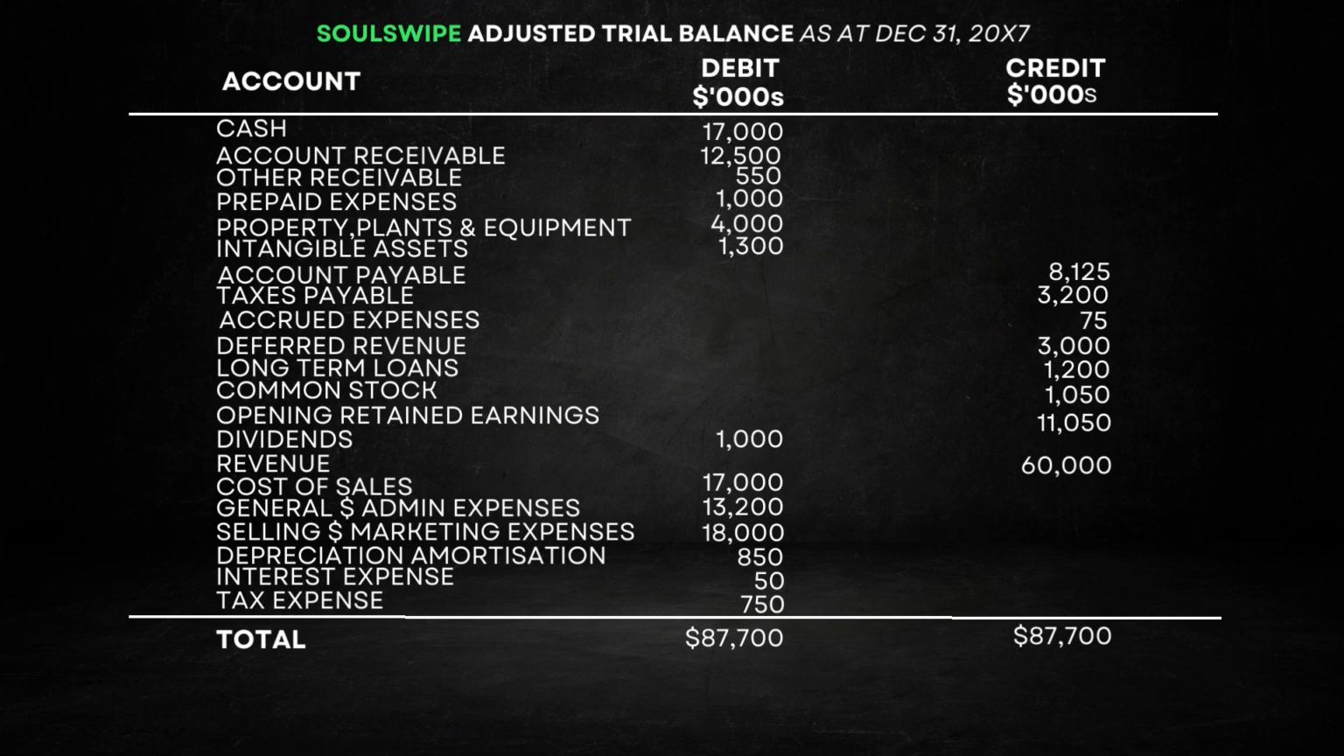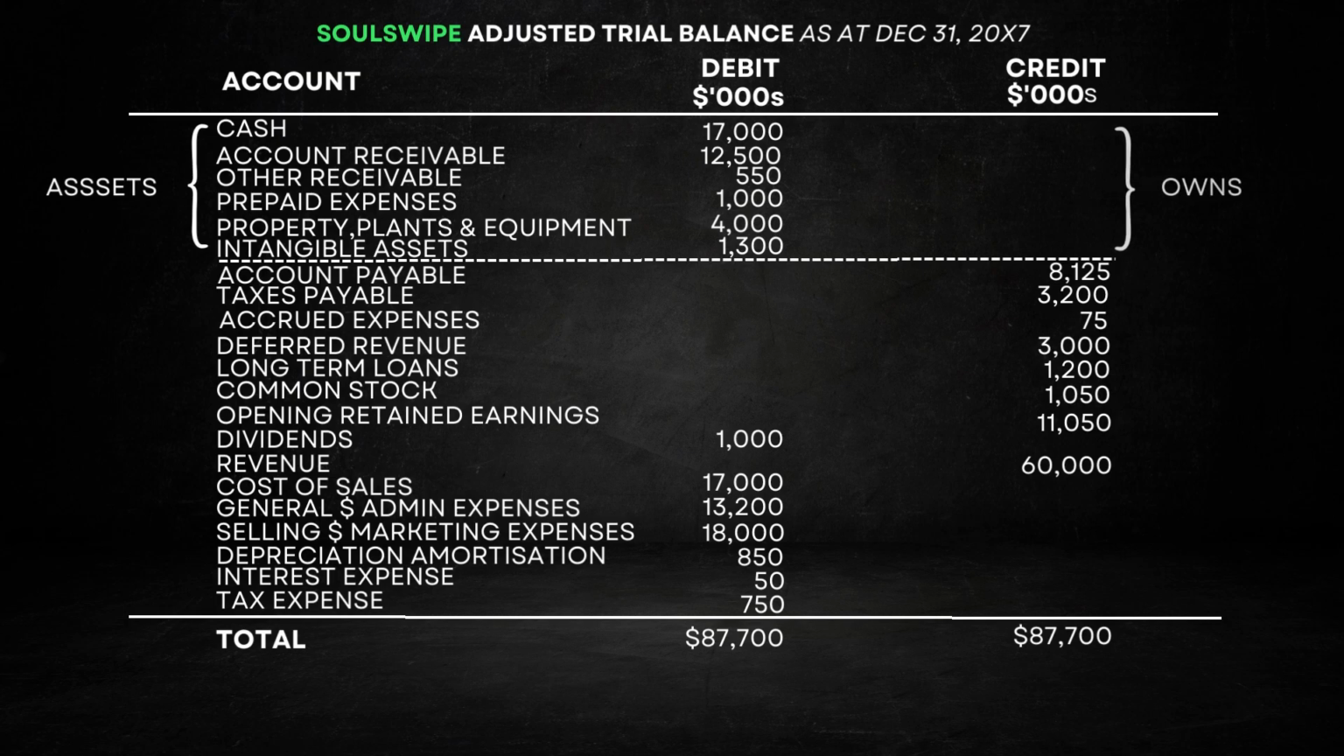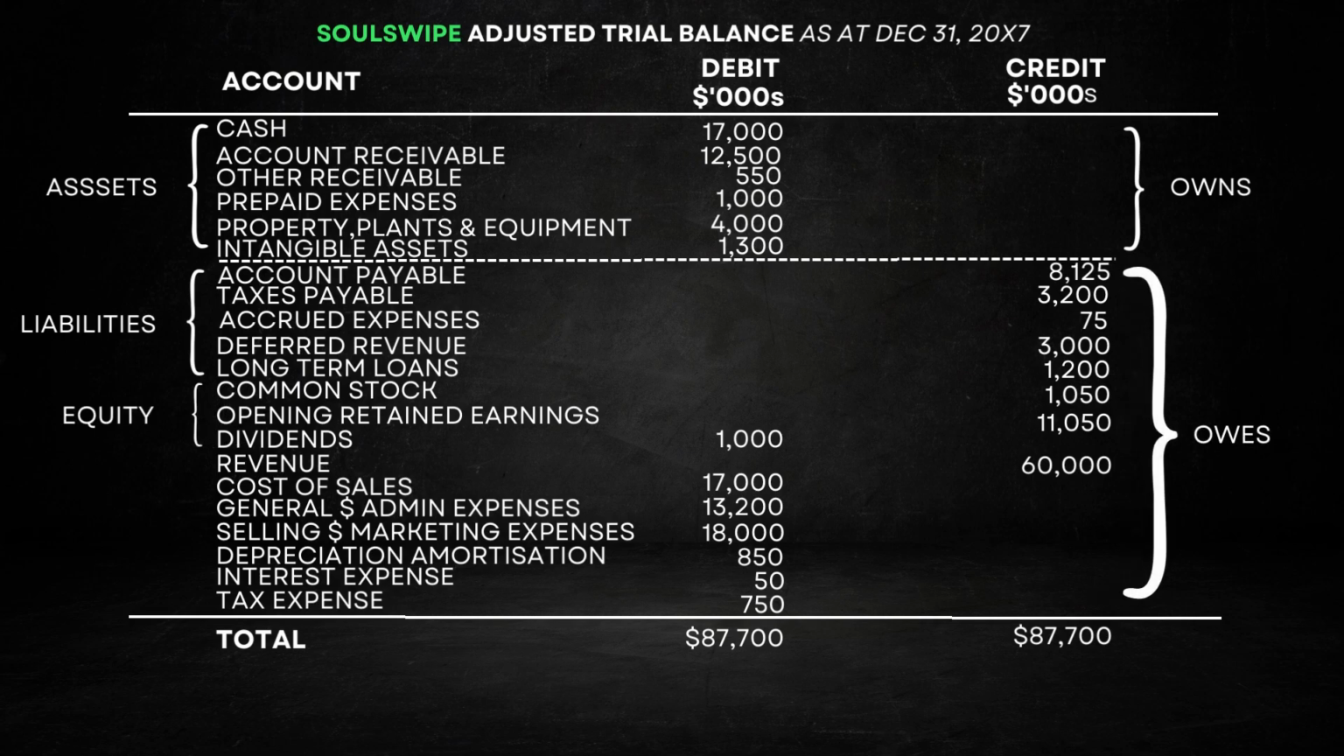In a trial balance, accounts are usually organized in a particular pattern. Above the line, we have SoulSwipe's assets representing what the business owns. Below the line, we find SoulSwipe's liabilities and equity, representing what the business owes. We also include revenue and expense accounts, which we discussed in the previous video when creating the income statement.